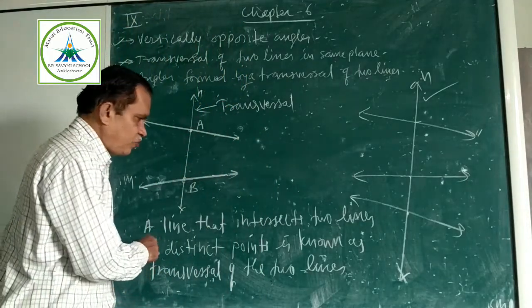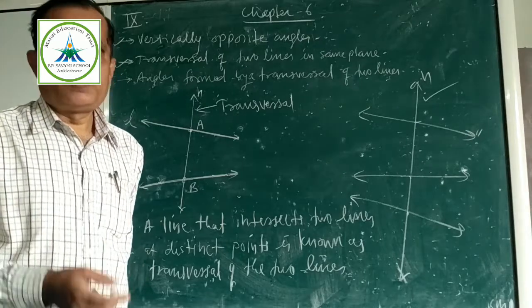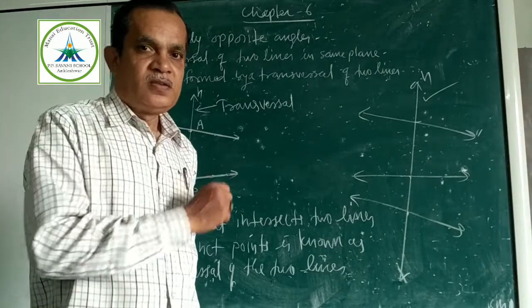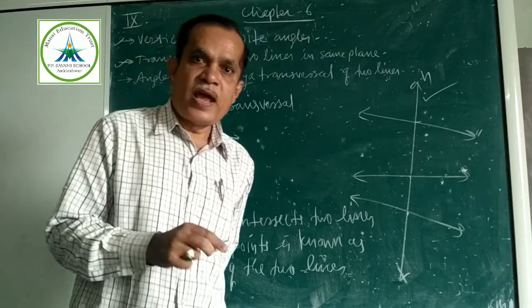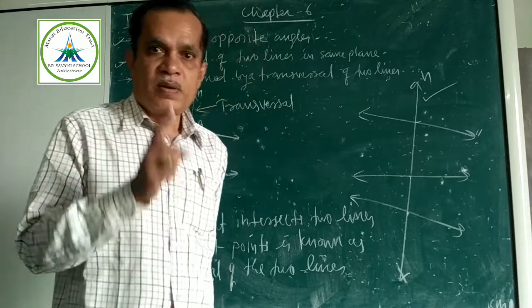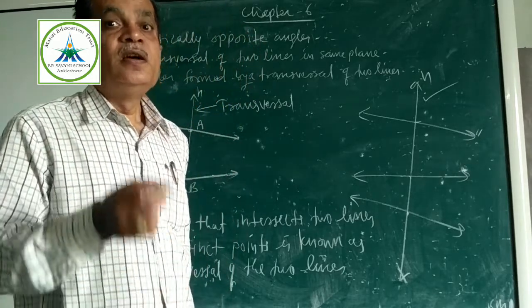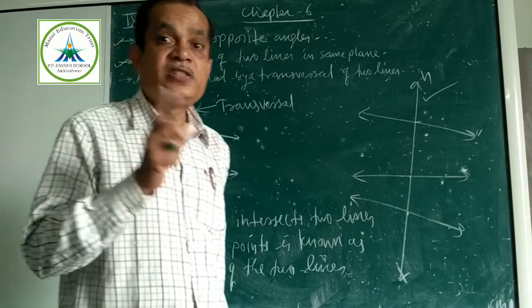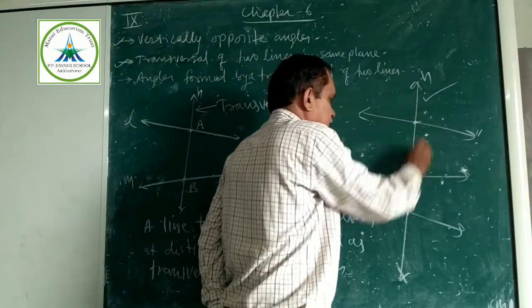So it is always said that when we talk about a transversal, we talk about a minimum of two lines. A transversal can intersect more than two lines. Remember it. But provided it is intersecting in distinct points. See, distinct points.